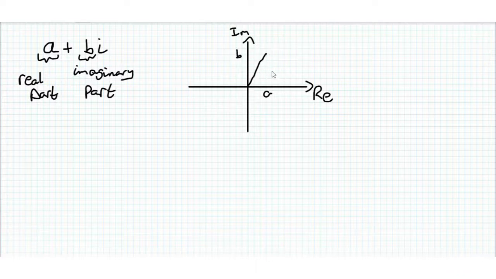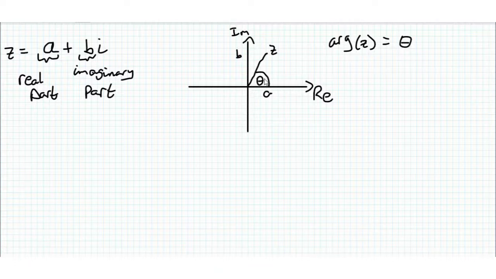And when we talk about the argument, well, it's the angle from the x-axis to the line. So if this is our complex number z, z's here, and this angle theta is the argument of z, okay.